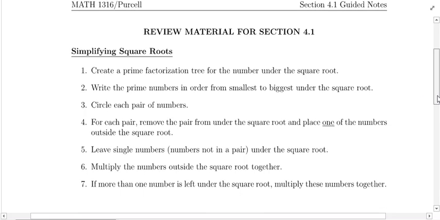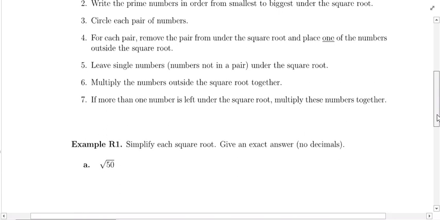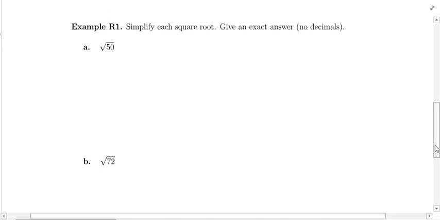I'm not going to read through these. I'm going to jump in and start doing a couple of examples so you can see how this works. You've probably done this before, it just may have been a while. But if you need to refer back to the steps, just come back up and read this. So let's jump into example R1, review material.